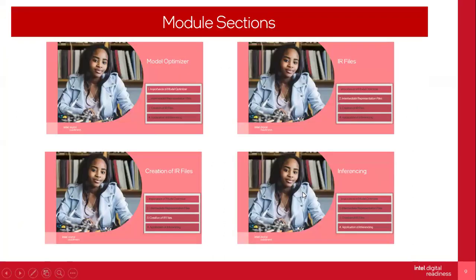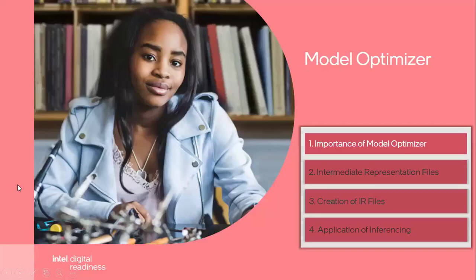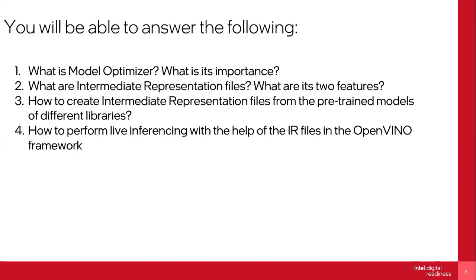So what is model optimization? In this module, we're going to see what model optimization is and why it is important, and what the intermediate representation files are. To reach model optimization, what are all the files you need? We call them intermediate representation, IR. What features are there in these intermediate representation files, how to create these files from the predefined models of different libraries, and how to perform live inferencing with the help of the IR files in the OpenVINO framework. So these are all the things we're going to discuss today.